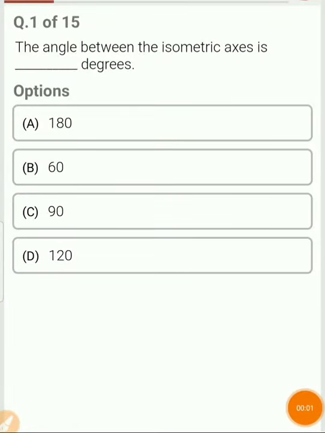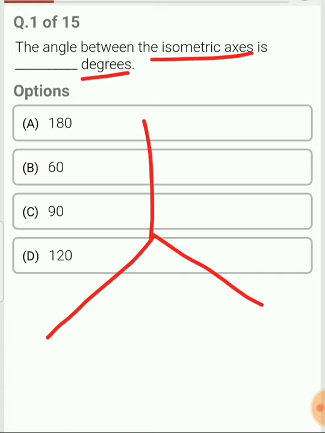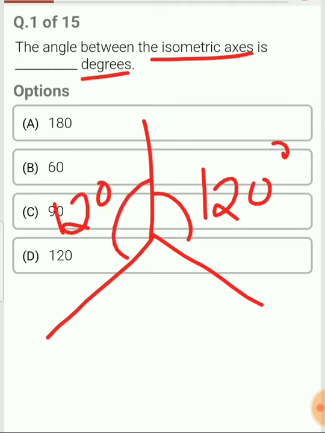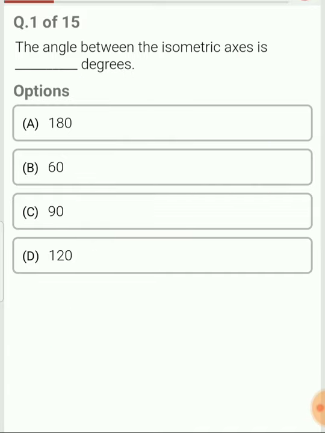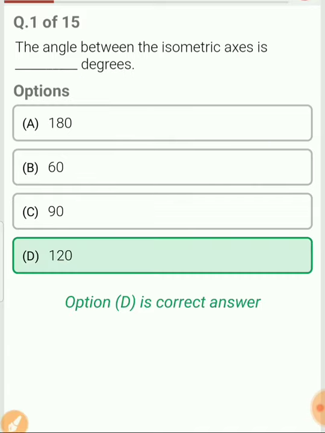Hello students, in this video lecture I am going to discuss MCQs related to isometric projection. So let's start with question 1. The angle between isometric axes is equal to dash degrees. We have three isometric axes and these three isometric axes are inclined at an angle of 120 degrees with respect to each other. Fine. So these isometric axes are inclined at an angle of 120 degrees. Option D is correct.